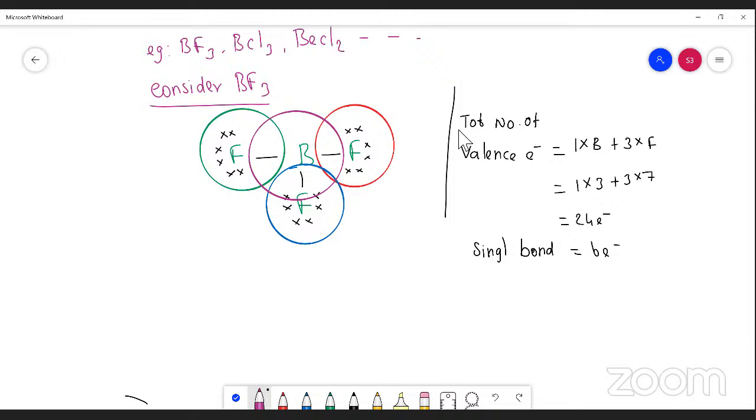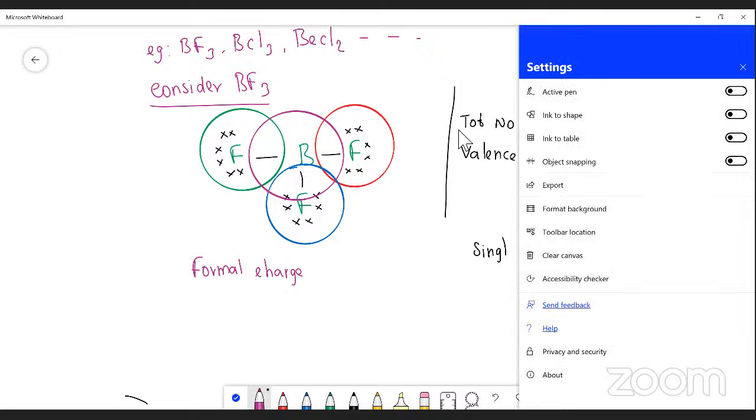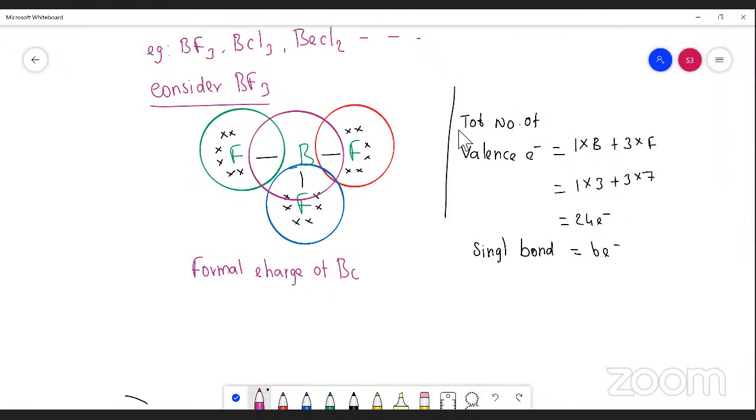Now we find the formal charge of boron. What is the formal charge formula? Formal charge is the number of valence electrons minus the number of lone pair electrons plus the number of bond pair electrons divided by 2. For boron, the valence electrons are 3, lone pairs are 0, and bond pair electrons are 6, so 6 by 2 gives a formal charge of 0.